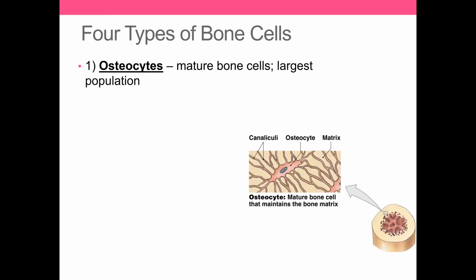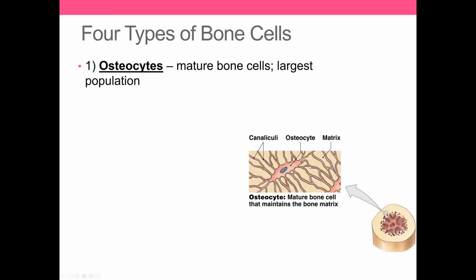So there are 4 types of bone cells. The first type we've already introduced you to. These are called osteocytes. Remember, osteo means bone, cyte means cell. These are your mature bone cells, and you have more of these than any of the other types of bone cells. So they're your largest bone cell population.